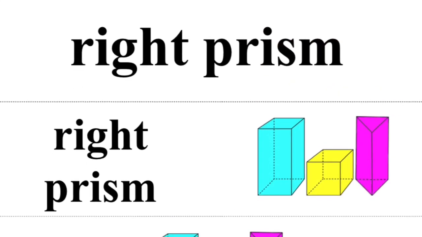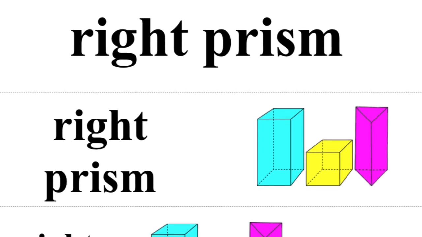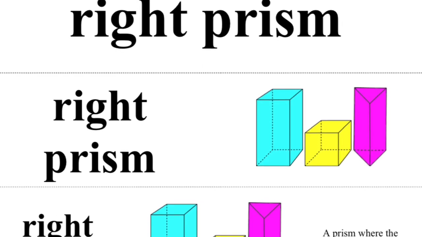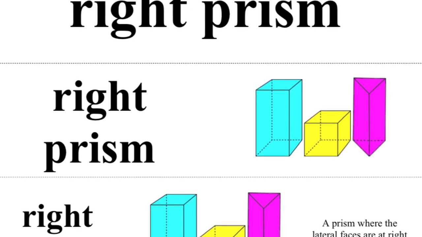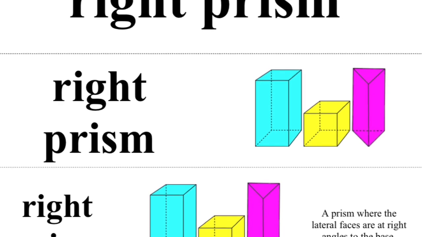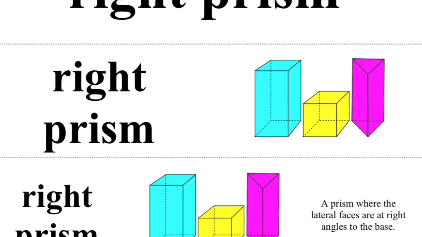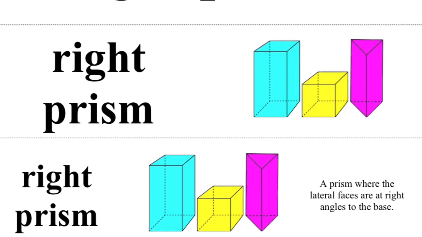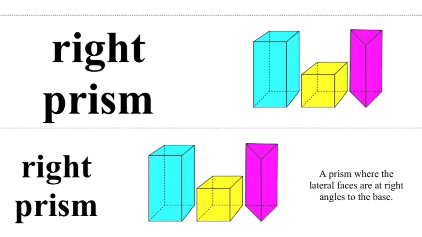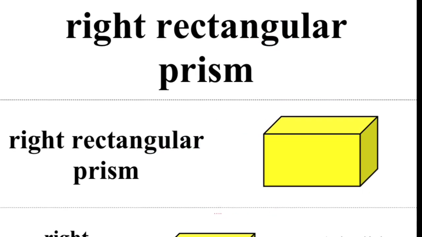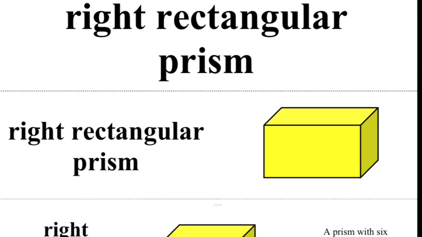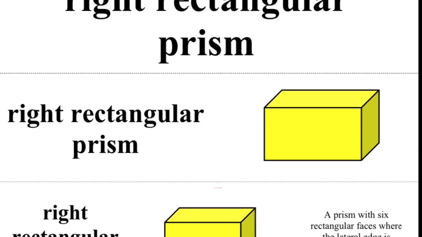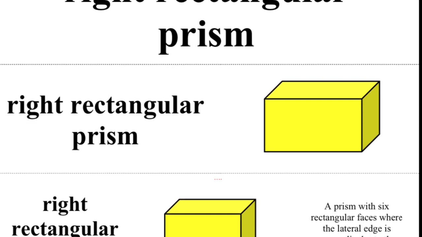A right prism is a 3-dimensional shape that stands straight up. There's no leaning. It creates 90-degree angles from the edges to the bases. It's a perfect right prism. A right rectangular prism is a right prism where all the sides are rectangles. Usually we just call these rectangular prisms.